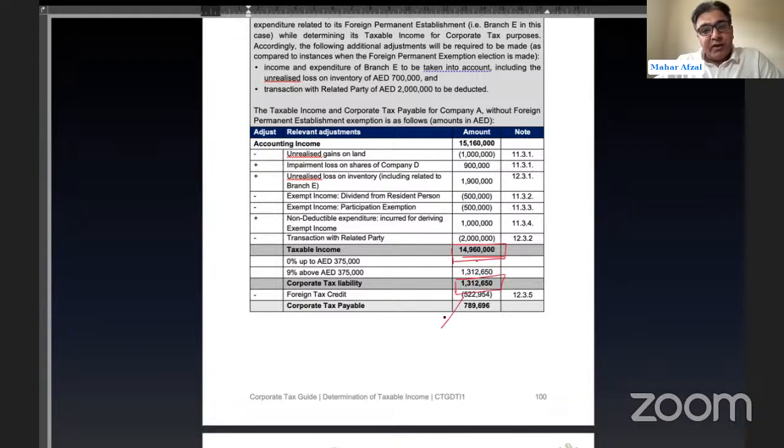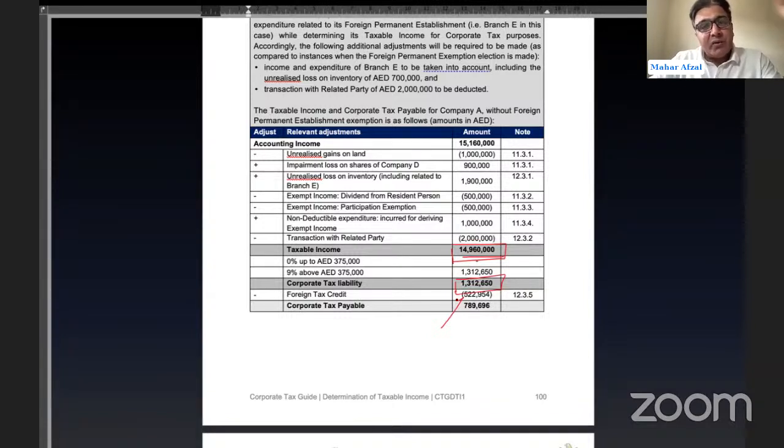Now, how much foreign tax credit do we need to take? This is the question. The law says 9% of the taxable income of the PE of the resident juridical person, or whatever taxes they have already paid outside the UAE, whichever is lower, will be allowed. So maximum 9% of their taxable income you can claim, the remaining will be forfeited. So how will you calculate 9% of their taxable income?